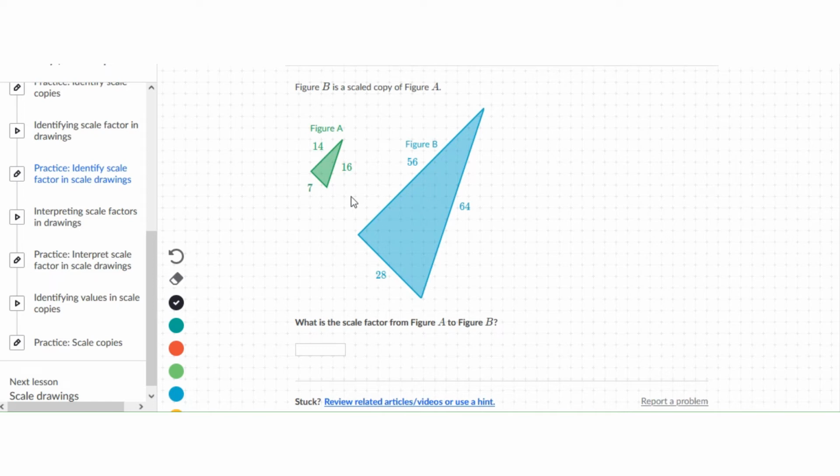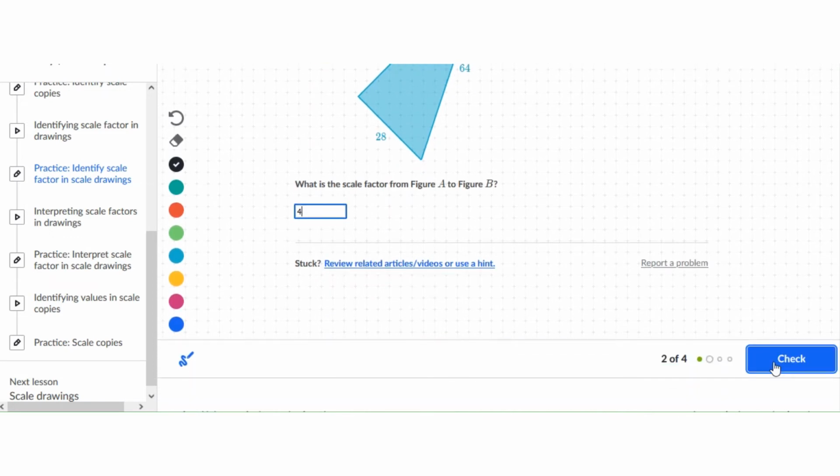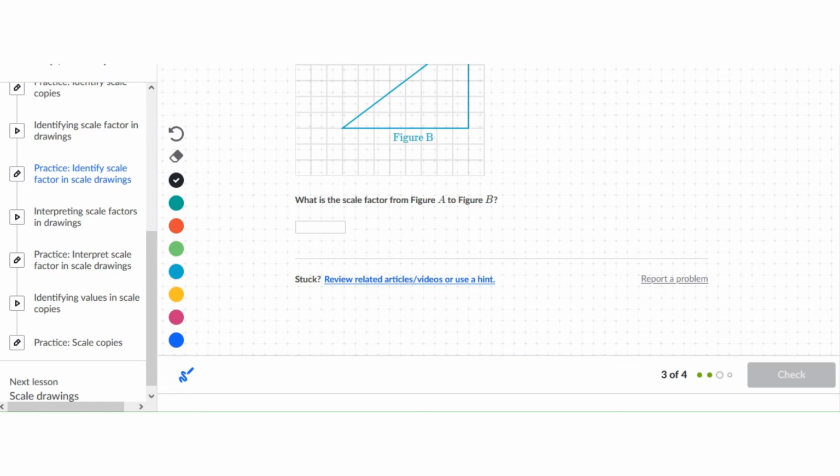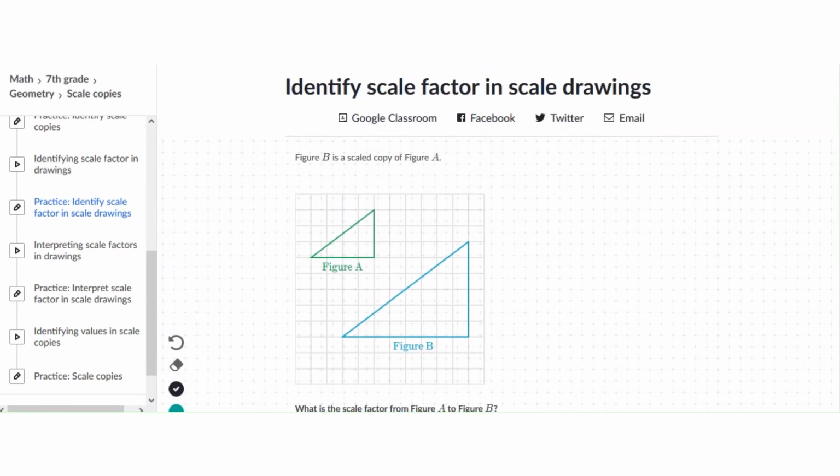It is very easy to see that the scale factor is becoming 4 times. 14 fours are 56, 16 fours are 64, 7 fours are 28. So the scale factor, without even doing any sort of calculation, orally we have answered this question, is 4. Enlargement again. Similarly, you can do more questions. Finish this Khan Academy assignment on identifying scale factors. And that's how we are going to solve the question. So let's go back to the presentation.